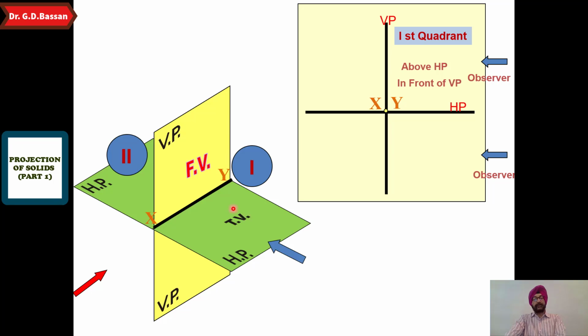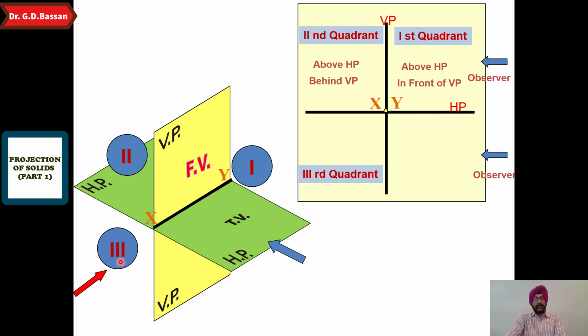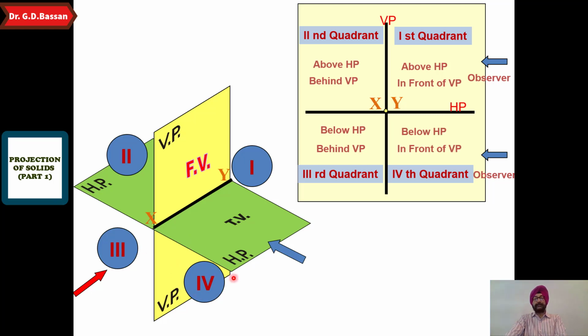Similarly, we go to the second quadrant. In the second quadrant, the object is above HP and behind VP. In the third quadrant, it is below HP and behind VP. That is the position of the object in the third quadrant. And in the fourth quadrant, it is below HP and in front of VP.